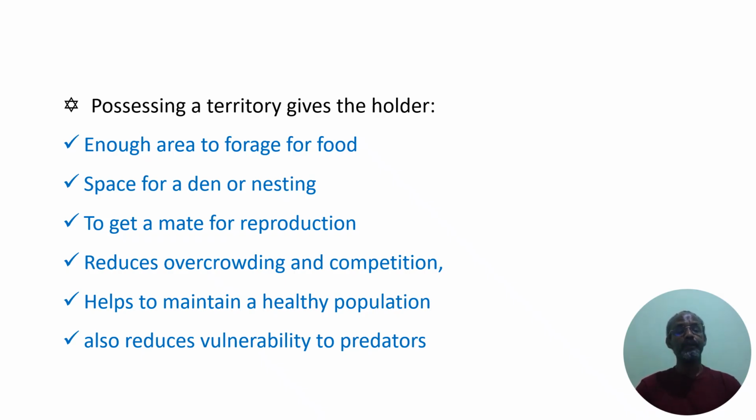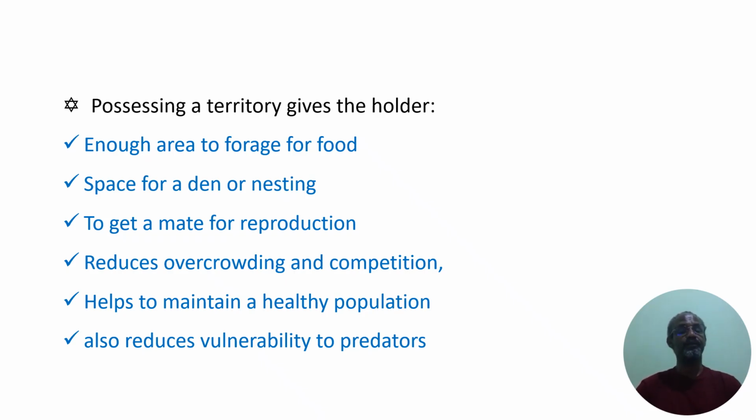The other, to get a mate for reproduction. Yes, the male needs the female. Therefore, it builds its territory. No intruder comes, so the females are only for the one that is holding the territory. Therefore, to get a mate for reproduction. And the other, it reduces overcrowding and competition. This is ecological value. Ecological value, that is overcrowding.